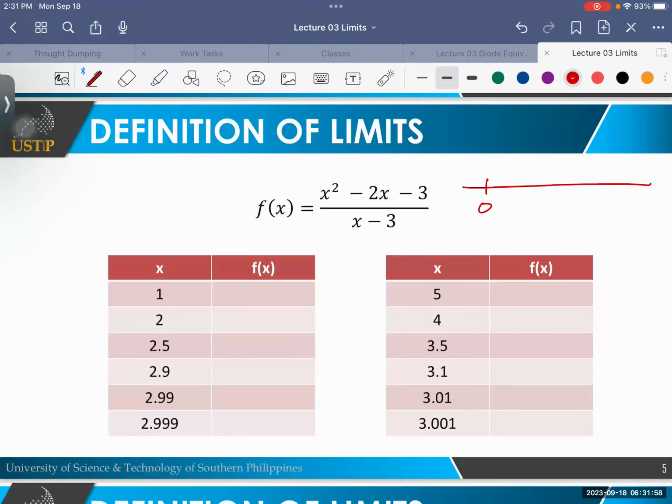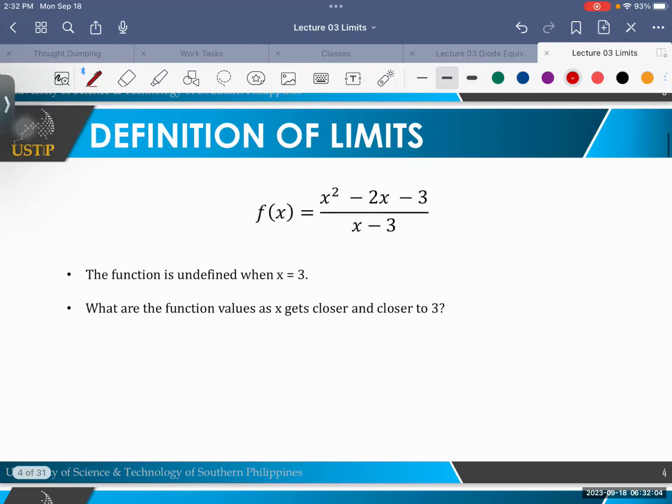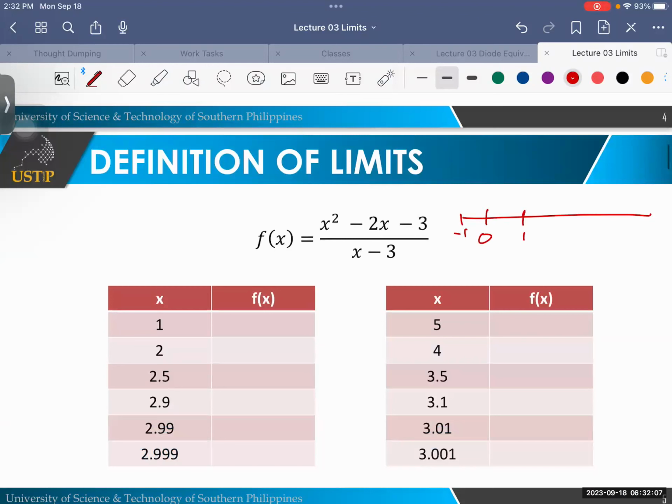Just think of the number line we have here, with the negative side there. Since we're approaching, we get closer and closer to 3. Where does the value of f of x approach when x approaches 3? That's why we take these arbitrary points, class: 1, 2, heading toward 3. And then on the right side, in this table, we start from 5 and head toward 3. So looking at this, class, what value is it approaching?